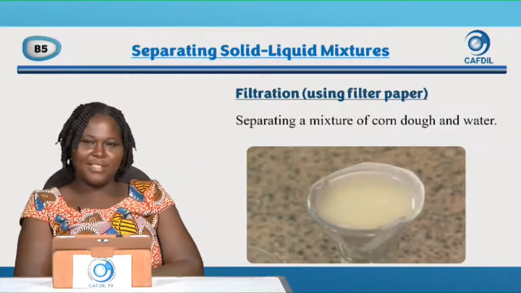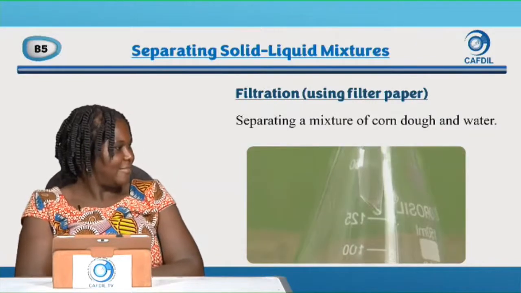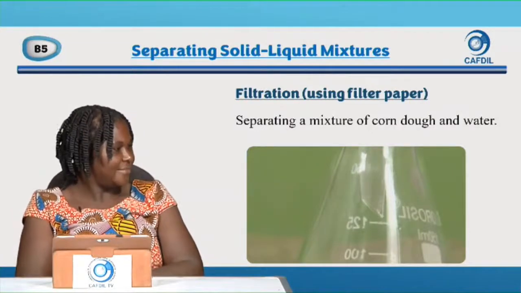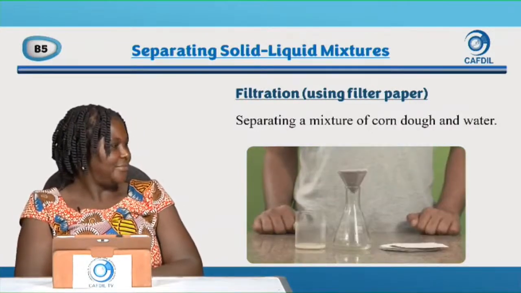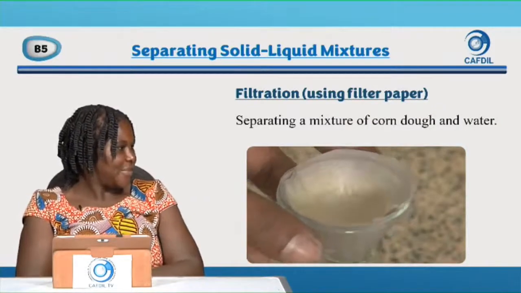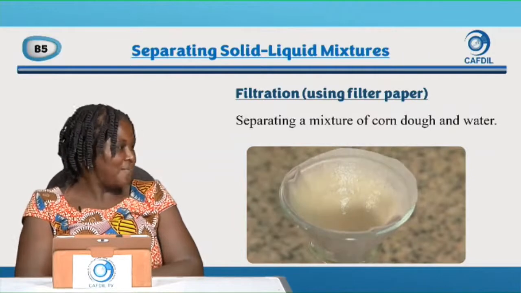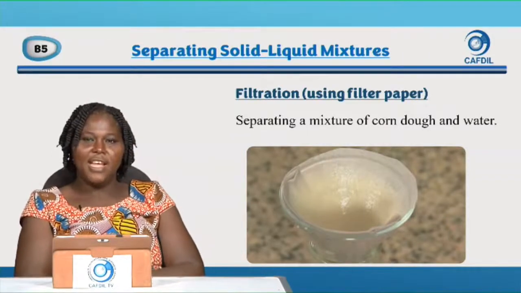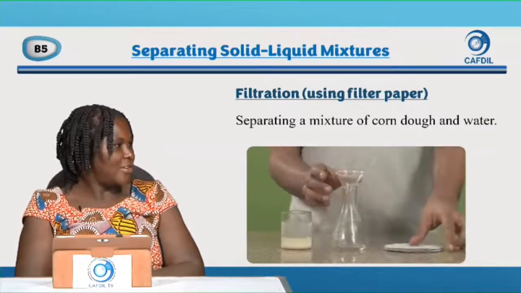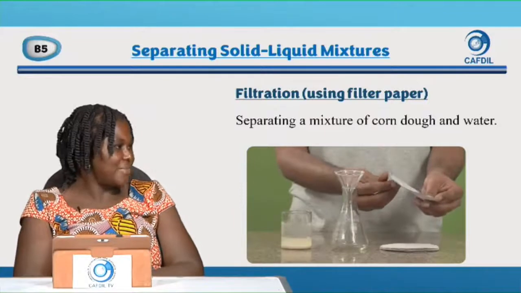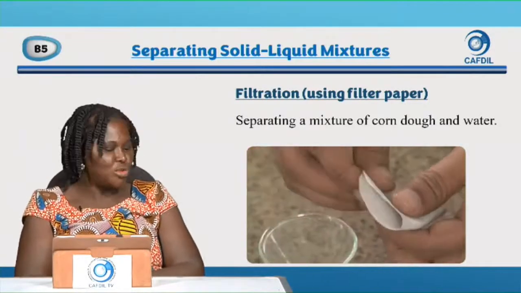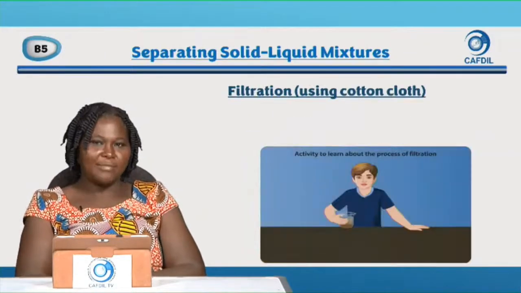So let's look at it. The water will pass through the filter paper into the beaker. It needs time. Good. So we have our corn dough back. So we have separated the water and the corn dough. Separation of a solid liquid mixture using a filter paper, and the mixture is corn dough and water.